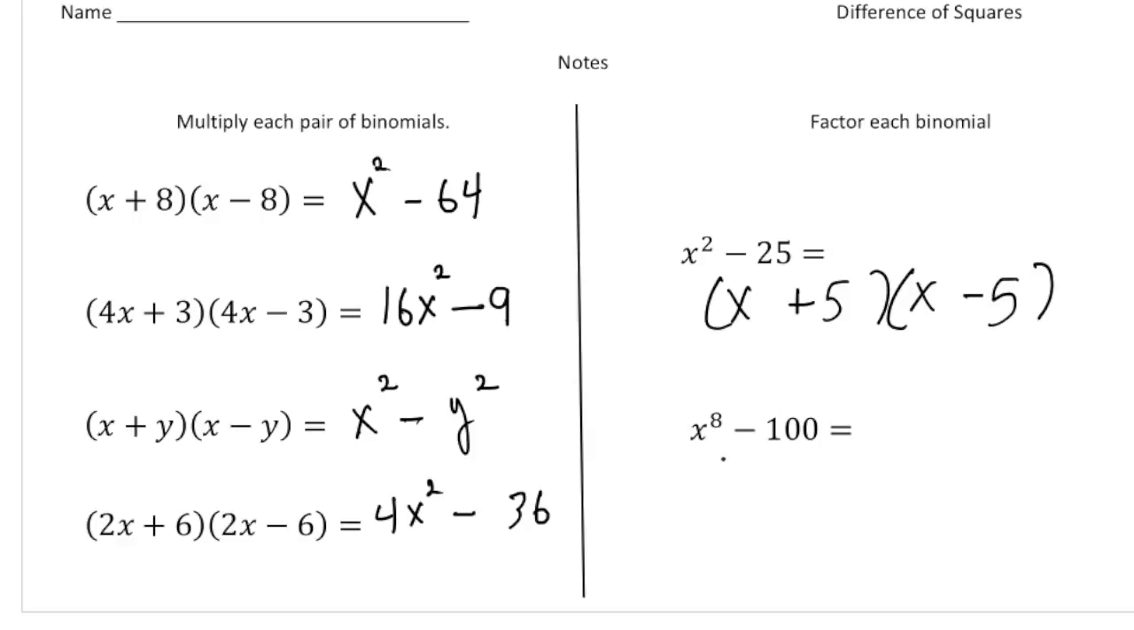All right, the next one we have x to the 8th power take away 100. Well, I know for a fact that 100 is a square number because 10 times 10 is 100. But how about the x to the 8th? Well, this one is because x to the 4th times x to the 4th equals x to the 8th. So this is going to be now x to the 4th and x to the 4th and plus 10 and minus 10.